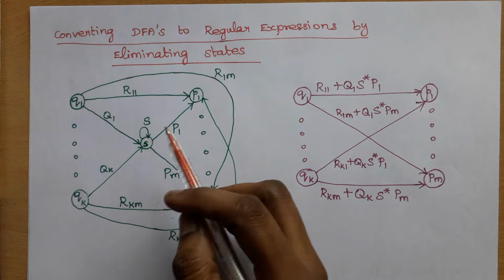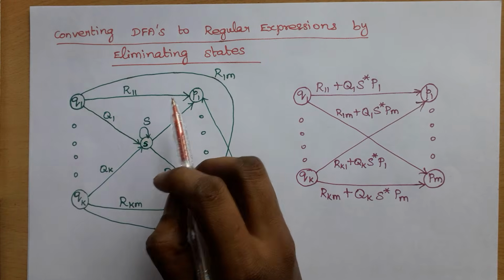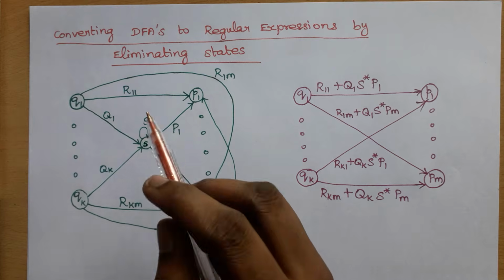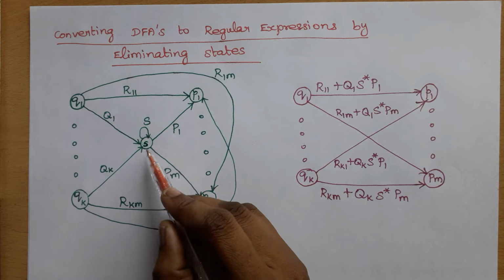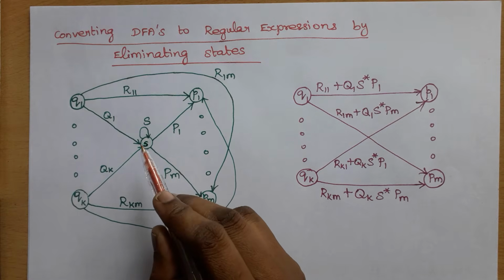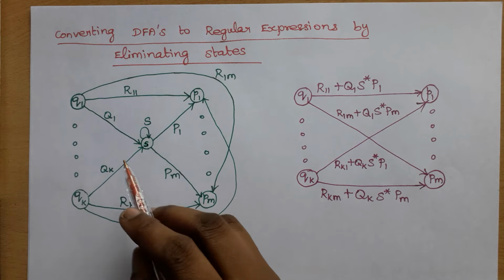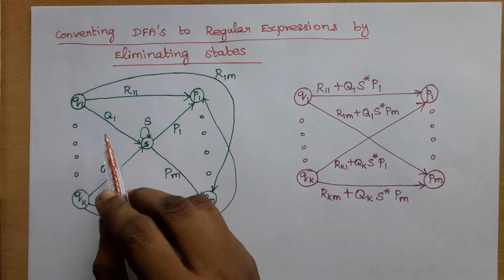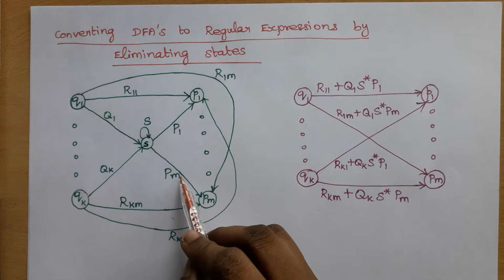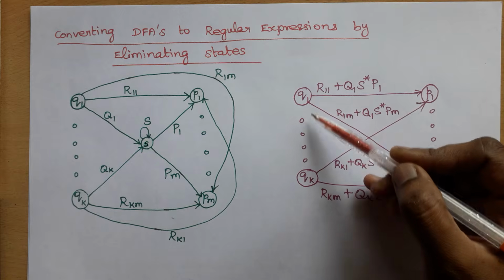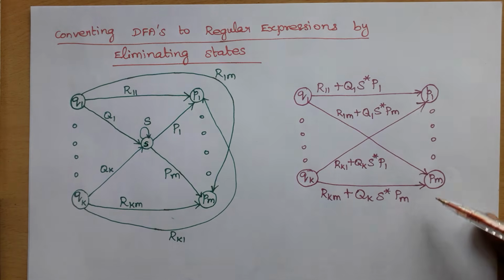Now sometimes some arcs may not be present. In that case we need to consider phi; the regular expression is phi. Now if we want to eliminate state S, all arcs involving state S are also eliminated. So state S and all these arcs, q1 to qk and p1 to pm, are eliminated. So we will have only the predecessor states q1 to qk and the successor states p1 to pm.